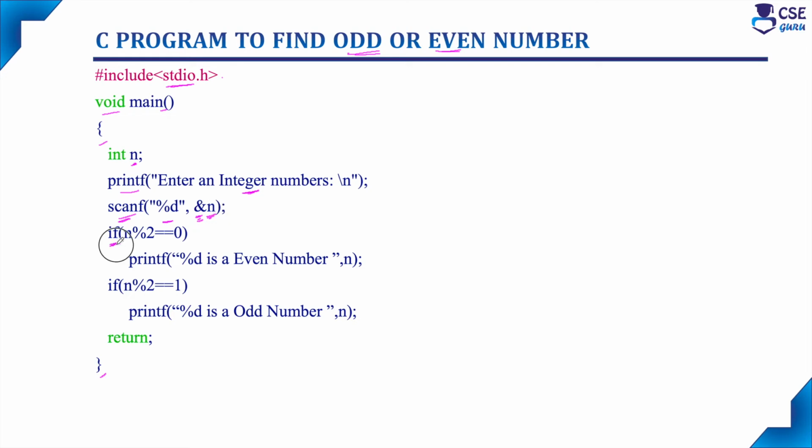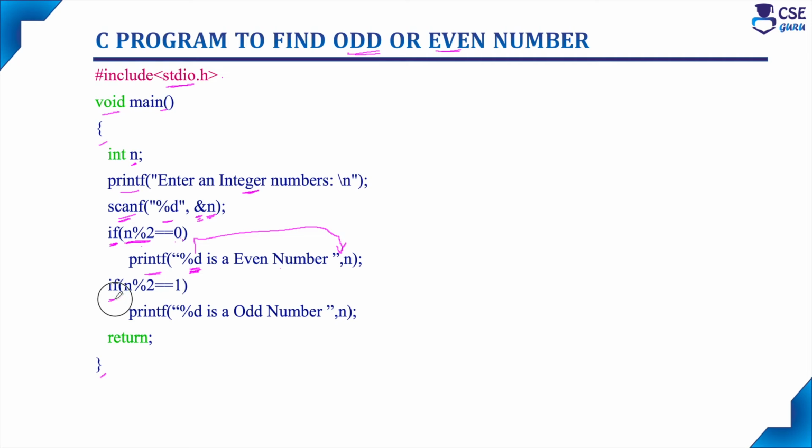Next, using the if statement, check whether n modulus 2 is equal to 0. Whatever number we give, if modulus 2 is equal to 0, that is an even number. So when n modulus 2 is equal to 0, print on the output screen "%d is an even number". For this %d, the corresponding value of n will be printed, that is, the value stored in the memory location of n. When this condition is true, it will execute this simple statement.